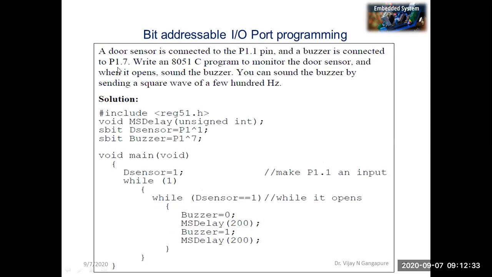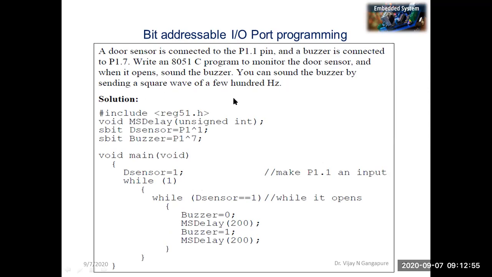One more program is there. A door sensor is connected to port 1 pin number 1, and a buzzer is connected to port 1 pin number 7. Write an 8051C program to monitor the door sensor, and when it opens, sound the buzzer. You can sound the buzzer by sending a square wave of a few hundred hertz.